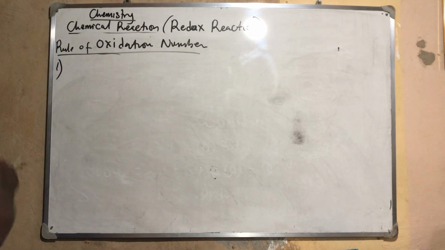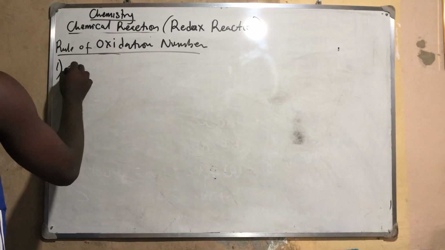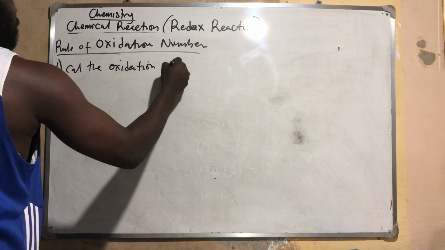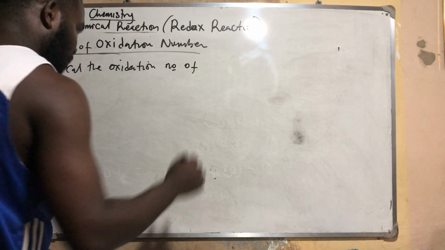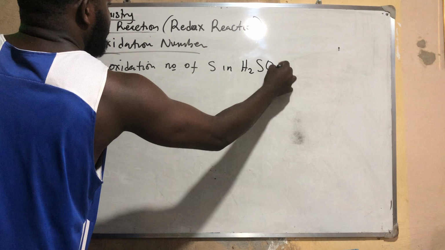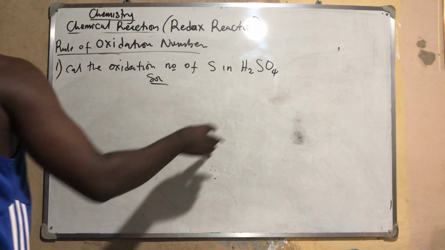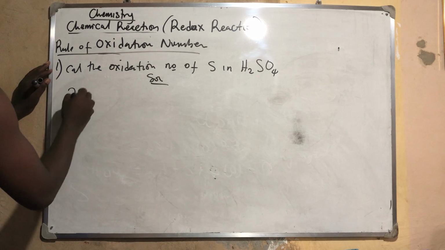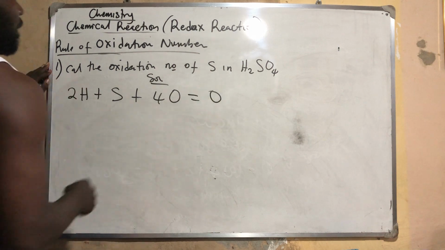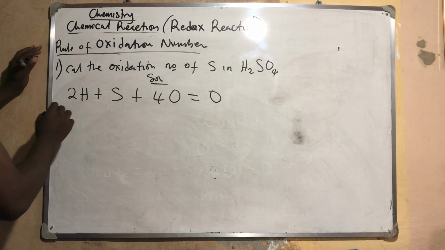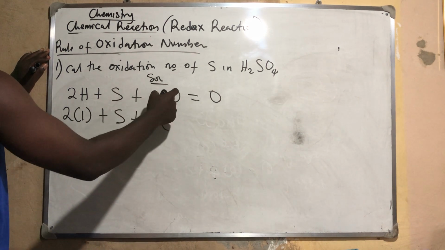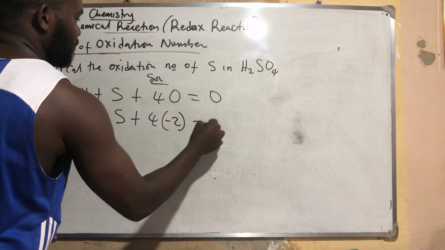Example number 1. Calculate the oxidation number of sulfur, S, in H2SO4. Solution: if you look at this, this is not an ion, so we say 2H plus S plus 4O is equal to 0. And the oxidation number of hydrogen, I told you, is 1. So 2 in bracket of 1, plus S, plus 4 in bracket of the oxidation number of oxygen, which is -2, is equal to 0.